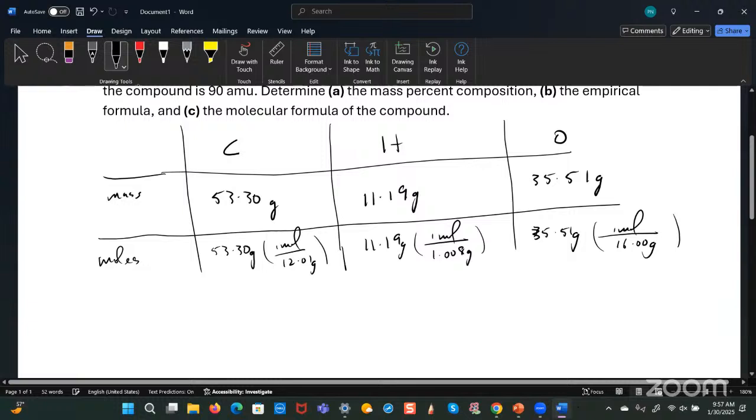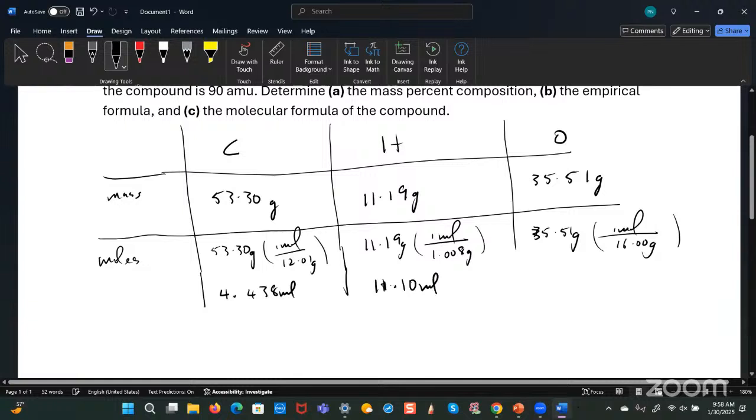Okay, so let's see what we get in each case. 53.30 divided by 12.01. And according to my calculation, I got 4.438 moles, all right? In the case of hydrogen, 11.19 divided by 1.008, I got 11.10. That's what I got, moles.